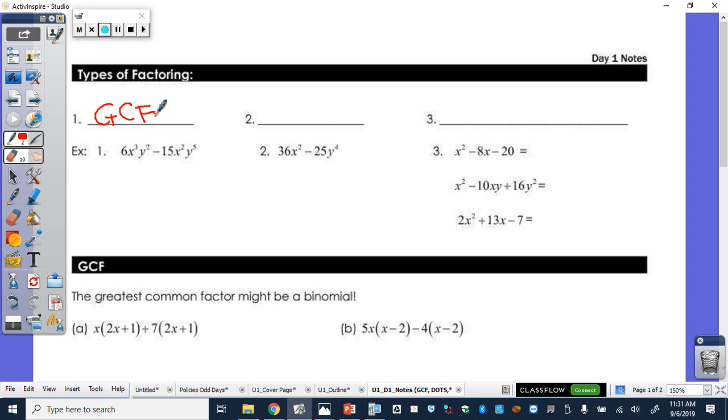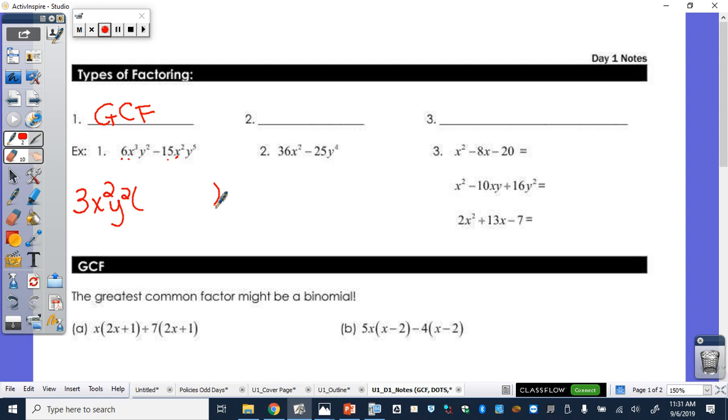So if we look at our numbers here, we've got a 6 and a 15. So what's going to be the largest number that goes into 6 and 15? 3. Taking a look at our x's, both terms have an x. The lowest exponent between those would be a 2, so 3x squared. Both terms also have a y, so that's going to be part of our GCF. Lowest exponent on the y's is a 2. So 3x squared y squared is our GCF.